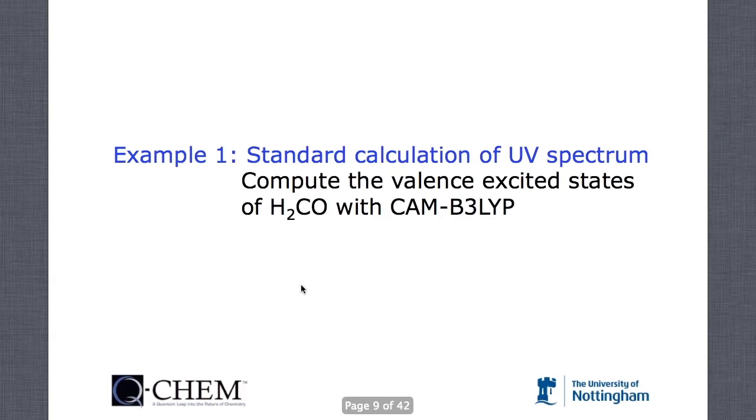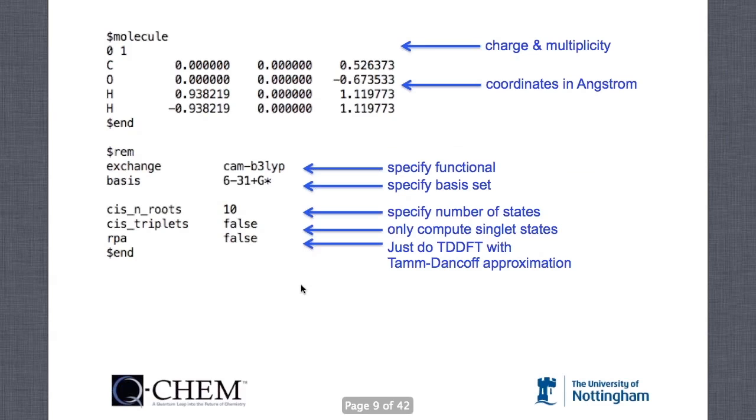So our first example is to look at computing the UV spectrum for a simple molecule like formaldehyde, and we're going to use a range-corrected functional, CAM-B3LYP. This is how a typical Q-Chem input would look. Here you have to define the charge and multiplicity. You have to give the coordinates; here I've given Cartesian coordinates in angstrom. Then you have to tell Q-Chem which functional you want to use, and you have to specify your basis set.